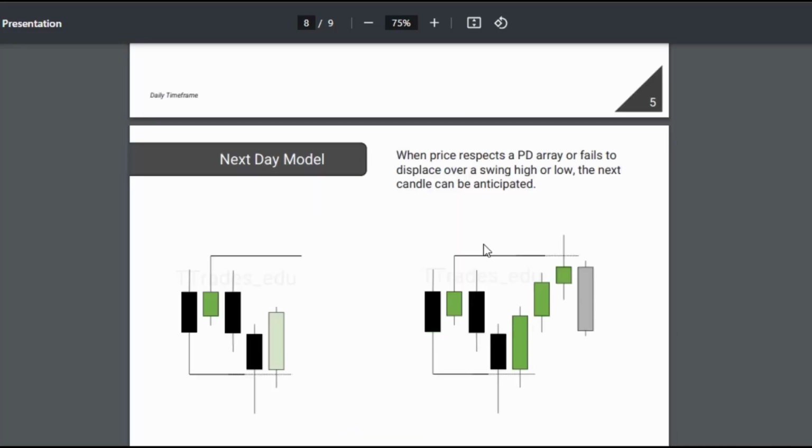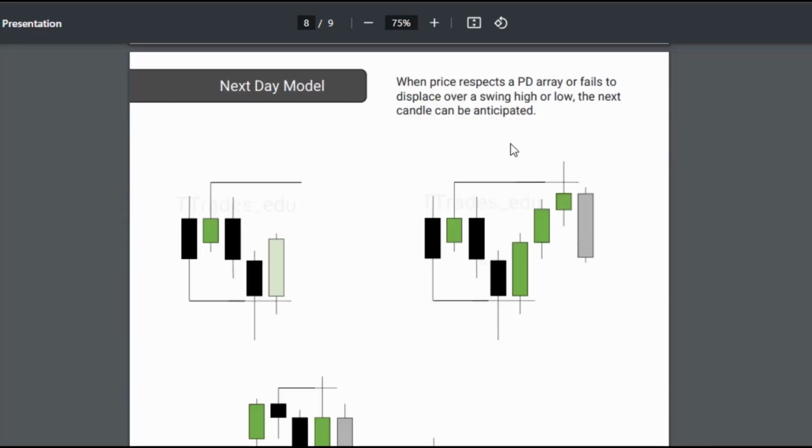And this leads me to the next day model. Using the next day model, we look at PD arrays and failure to close above old highs and failure to displace below old lows. For example, we have this low right here and price has failed to displace below that, so my anticipated bias will be an up close candle for the next day. And as you can see how that has played out right here.